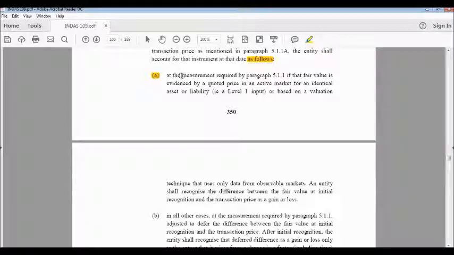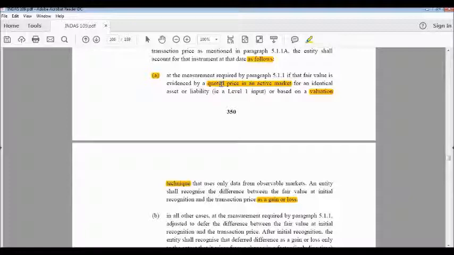So first point, at the measurement required by paragraph number 5.1.1, if that fair value is evidenced by a quoted price in an active market for an identical asset or liability, that is a level 1 input, or based on a valuation technique that uses only data from observable markets, an entity shall recognize the difference between the fair value at initial recognition and the transaction price as a gain or loss. So in these two cases, the difference will be charged in the profit or loss account.